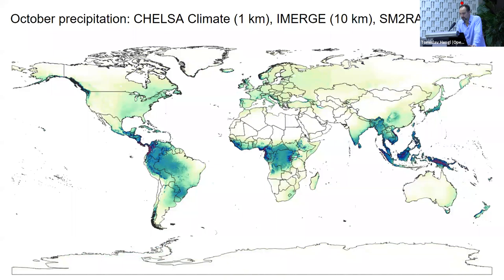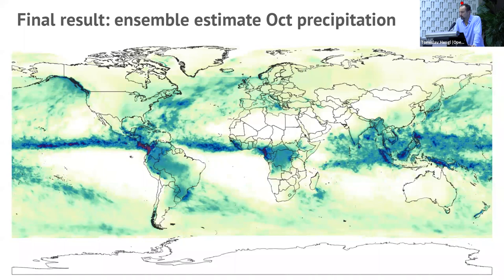In ensembling, you combine all three data sets and take the best out of all of them. Some data set covers the ocean, so you take the ocean data. Some data set is 1 kilometer, one is 10 kilometers, so you downscale to 1 kilometer. Some data set has a bit higher accuracy in some part of the area, and the other data set in the other part. Ideally the ensemble helps you do that.